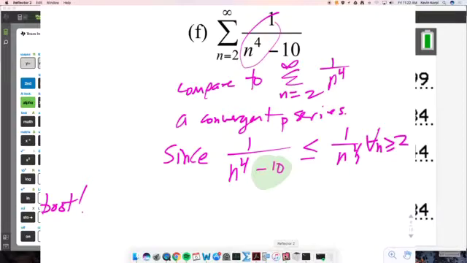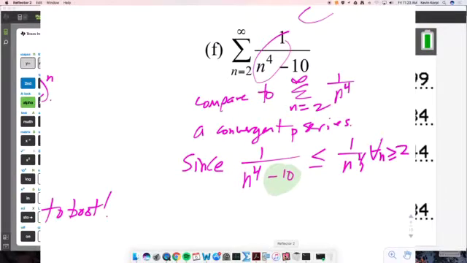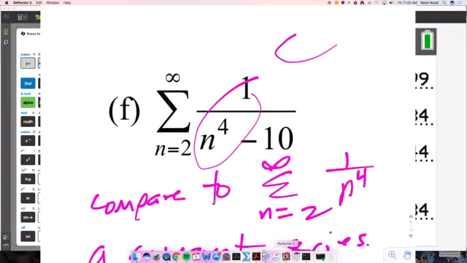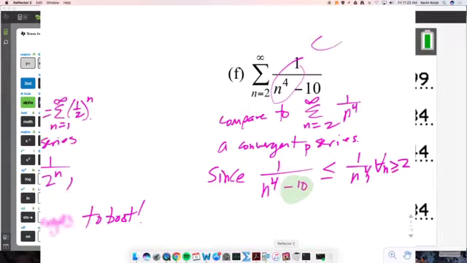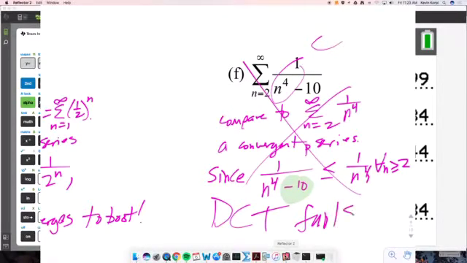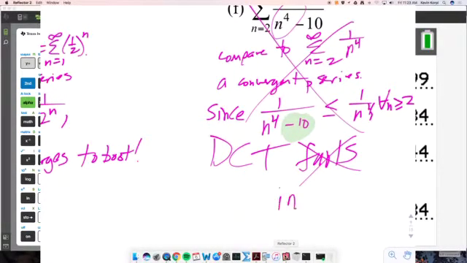Uh-oh. So we can't compare it with 1 over n to the fourth. So guess what? Can't do it with the direct comparison. Your intuition is still spot on. It doesn't matter if it was n cubed, minus 10n cubed versus plus 10n cubed, it would still converge. So the minus 10 doesn't have any bearing on that, but it does have a bearing on the test. We can't use the direct comparison. DCT fails, or maybe we should just say it is inconclusive.